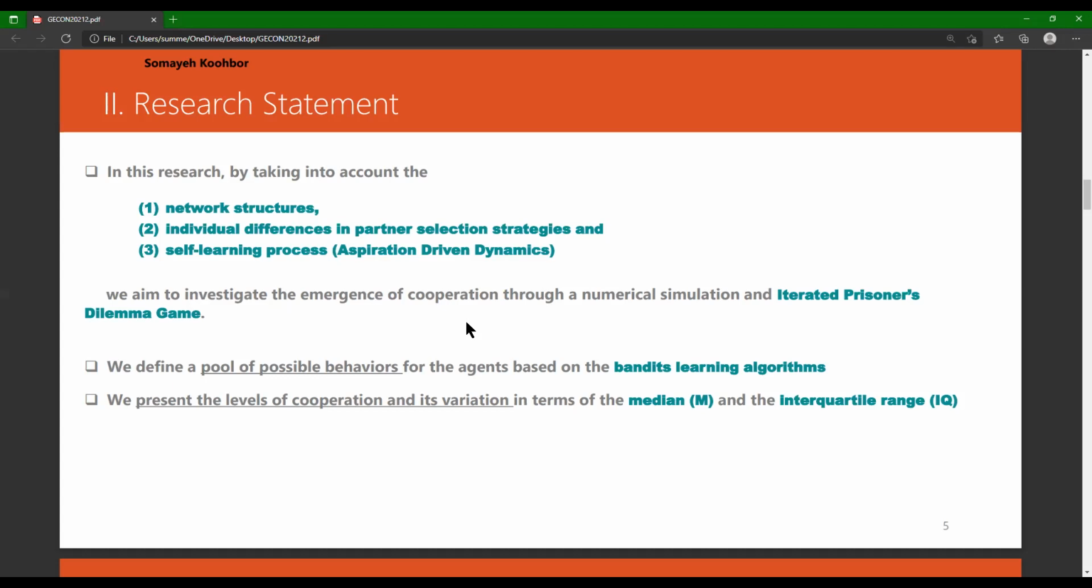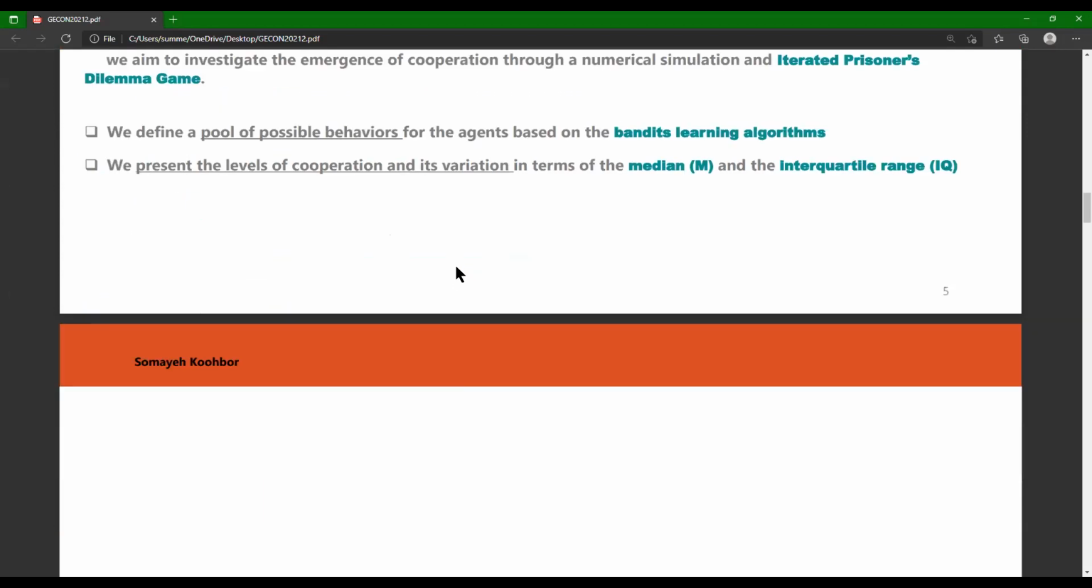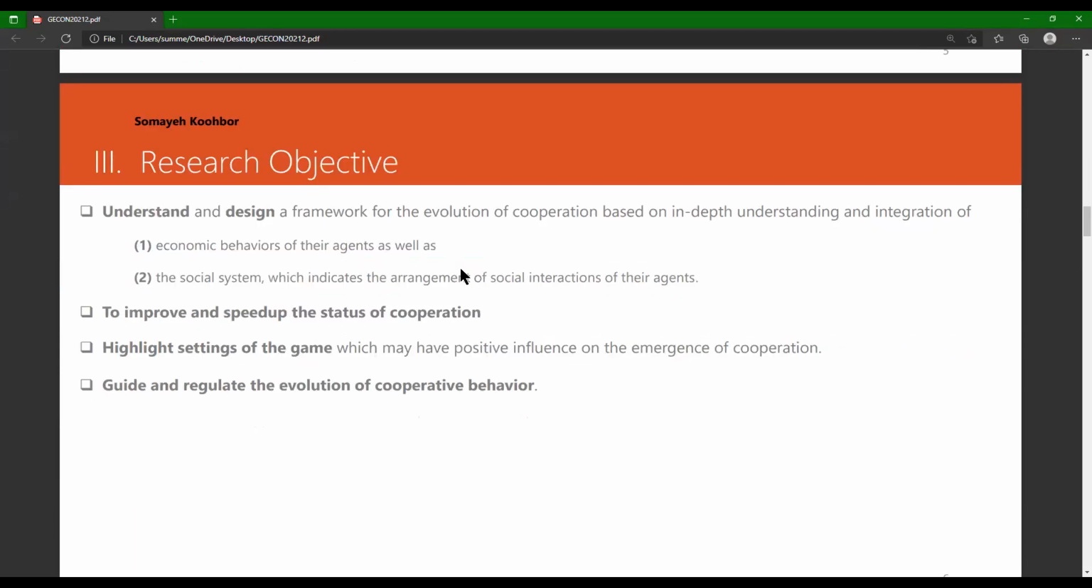So when we are doing our simulation, we are obviously interested to see the level of cooperation and its variation, in terms of the median and interquartile range, while the simulation is going on. So the objective would be, well, we are designing a nice framework. We can consider the economic behavior of the agents while they are interacting with each other. So there is like a give and take. And then we also have a social system to show the networking structure.